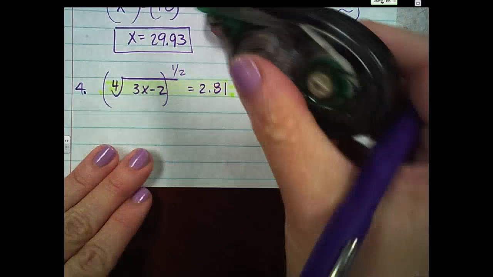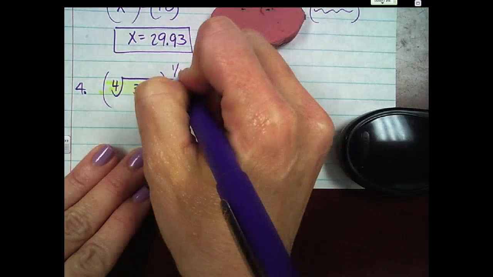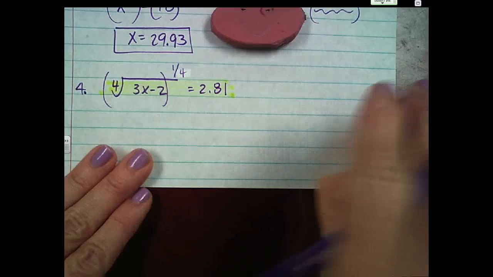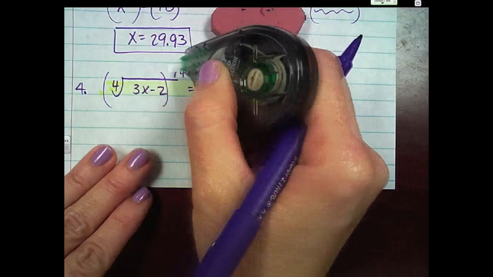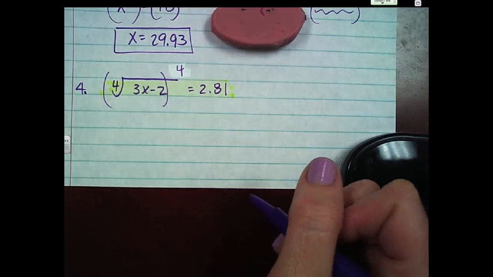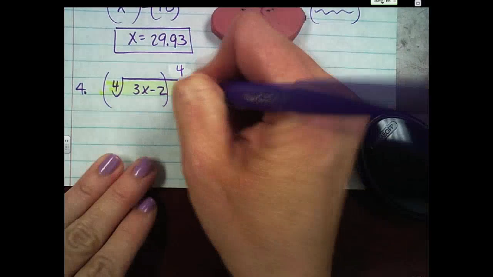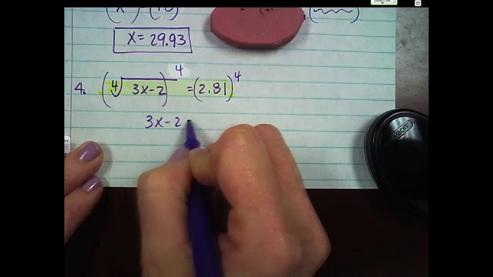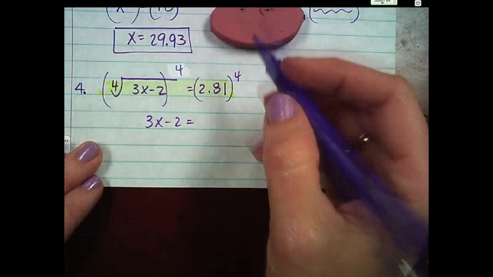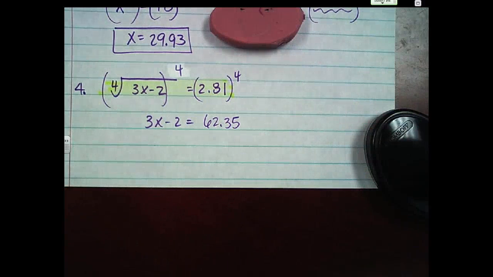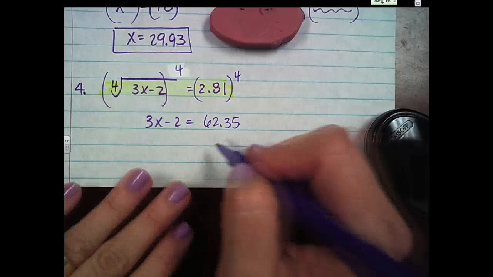So, raise it to the 1/4. You raise it to the fourth. I'm sorry, yes, that was an accident. I didn't mean to confuse you. To get rid of the fourth root, raise it to the 4th. Thank you. Gosh, my brain's dead. So now I'm at 3x minus 2 equals 2.81 to the 4th power, which is 62.35. Add 2 and divide by 3 to get 21.45.